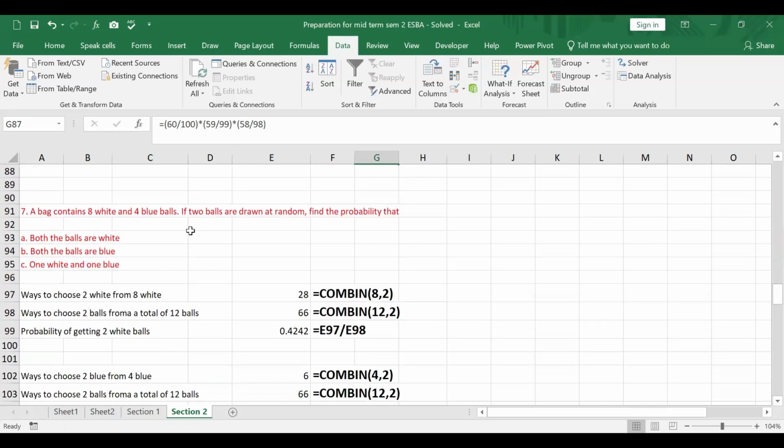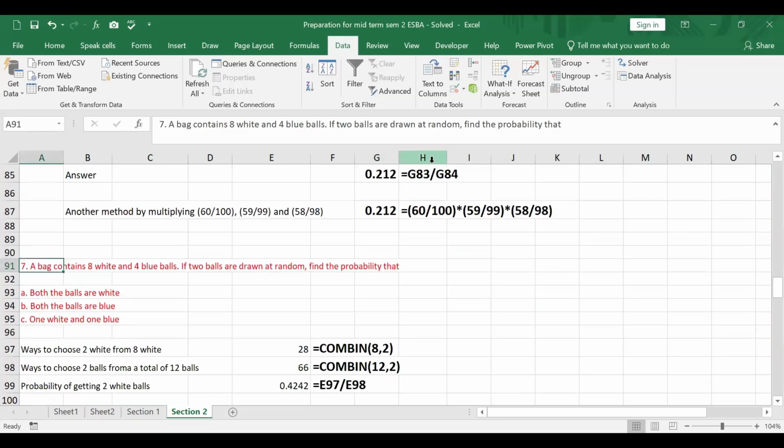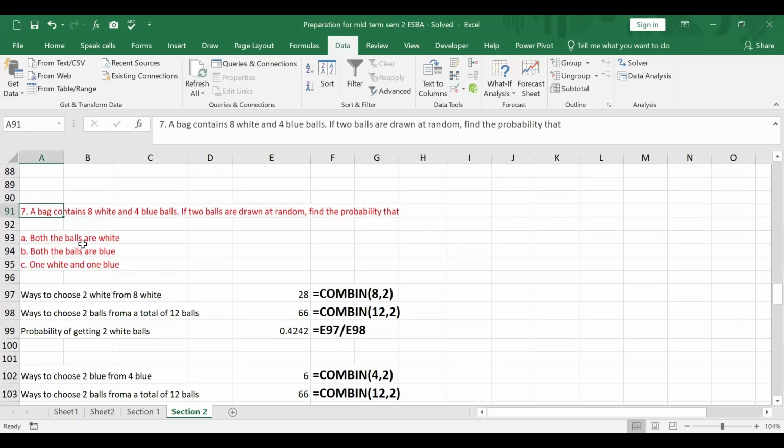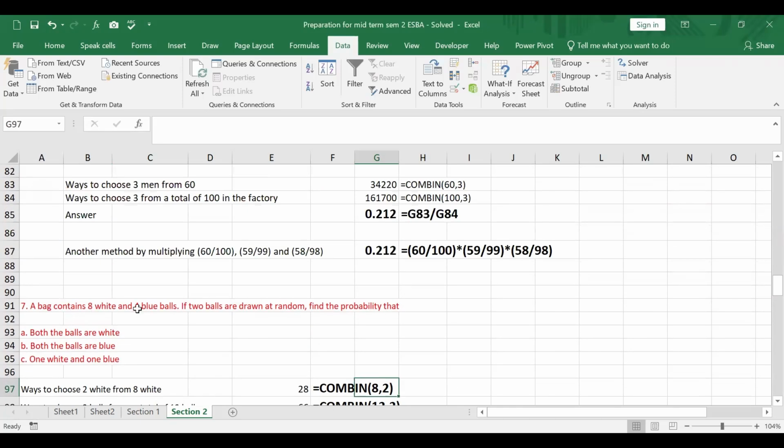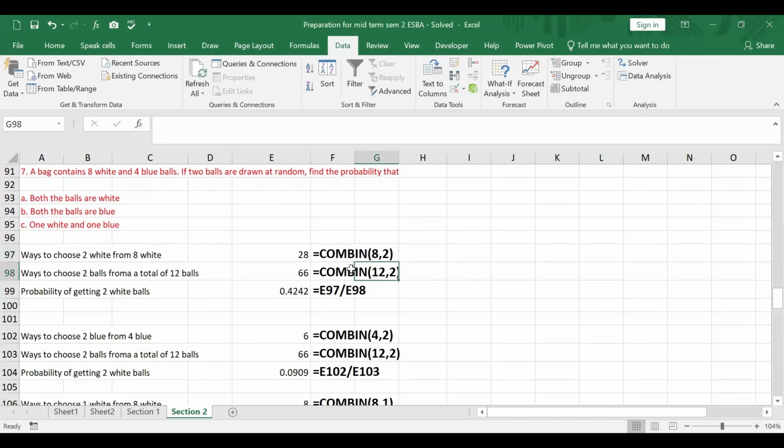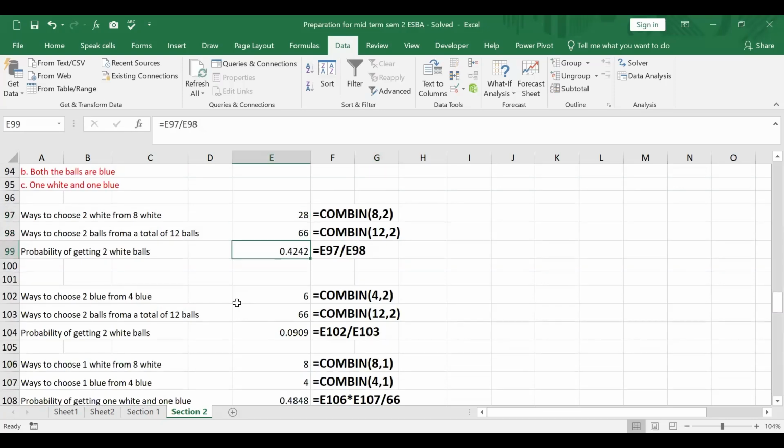A bag contains 8 white and 4 blue balls. If 2 balls are drawn at random, find the probability that... different questions are there. Both balls are white. Ways to choose 2 white from 8 is combine 8, 2. 2 balls from 12, because the total of 8 plus 4 is 12 balls. So combine 12, 2. So the first answer is 28 by 66, 0.4242.